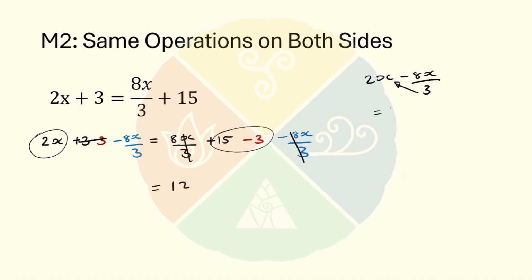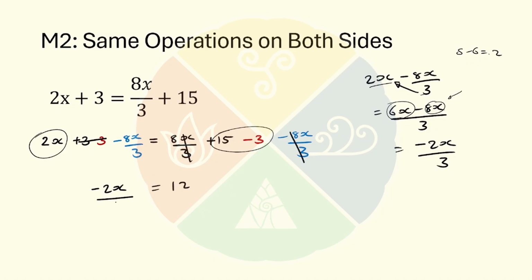So this is going to become 2 into 3, or 6x minus 8x by 3. Here a bigger number is being subtracted from a smaller number. So you simply have to do 8 minus 6, that is 2, and put a minus. So you will get minus 2x by 3.